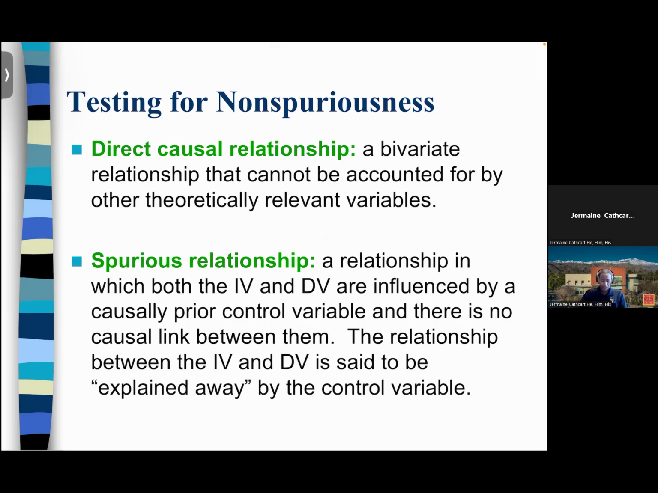So now, a spurious relationship is a relationship in which both the independent variable and dependent variable are influenced by a causally prior control variable, and there is no real causal link between them. So like ice cream and crime, there's no causal link, and they're actually being influenced by a third variable, which is heat, right? And once you introduce this third variable, that relationship is completely explained away.